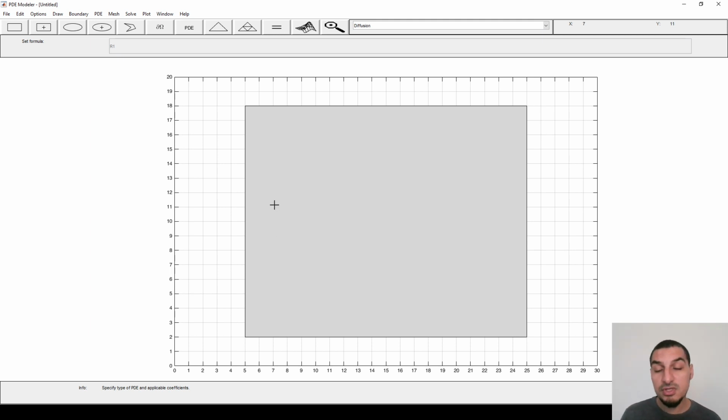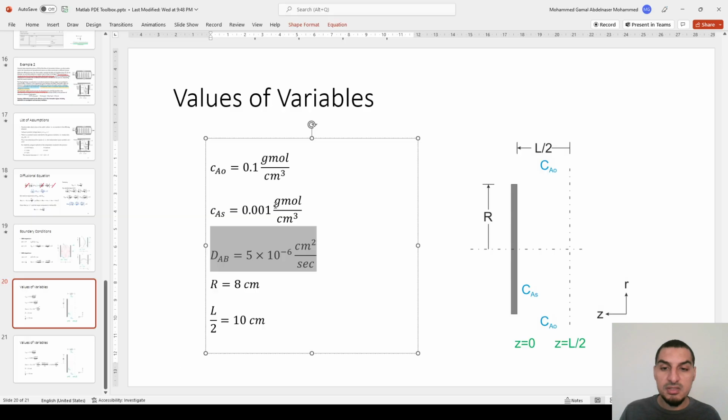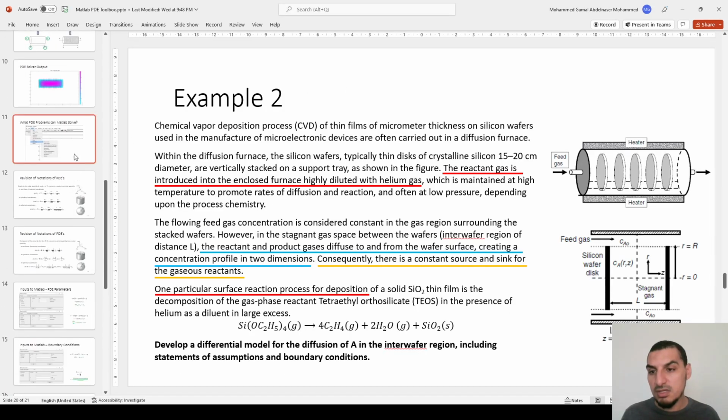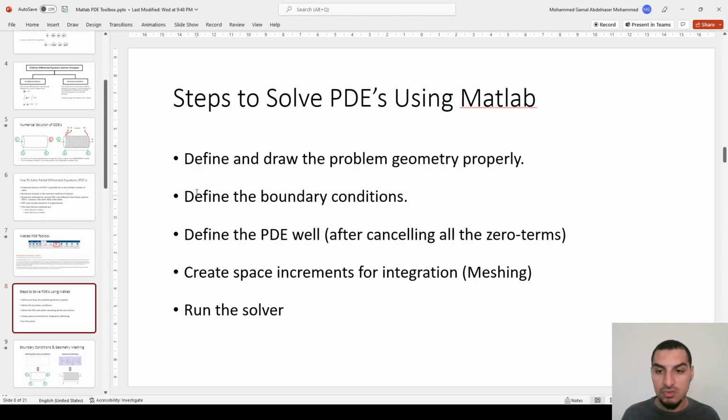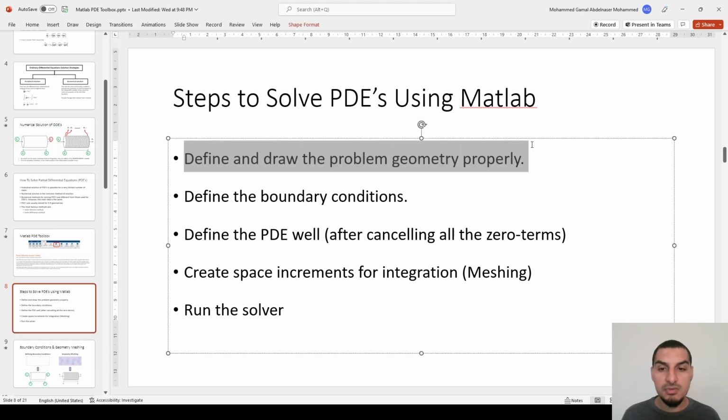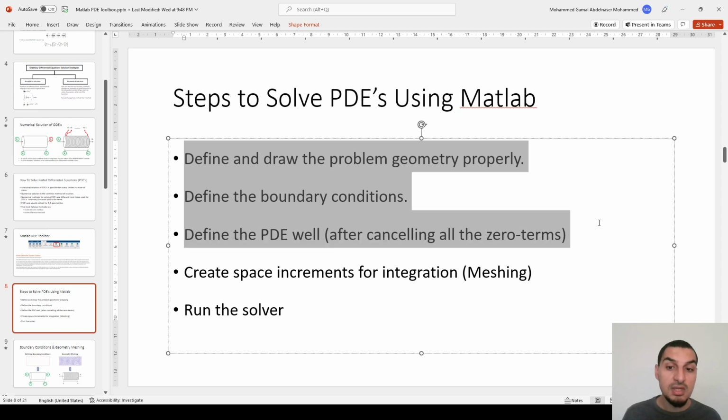I have the partial differential equation already defined, and I have the boundary conditions defined. So if we go back to the solution steps that we should follow, we are done with defining the problem geometry, we are done with the boundary conditions, and we are done with the partial differential equation here. So this is very good. We have already done almost 60% of what we need to do. The next is to create space increments for integration, and this is gonna be the topic of the next video.